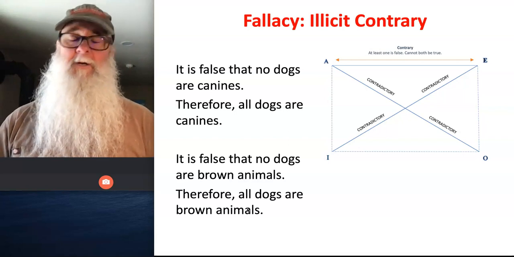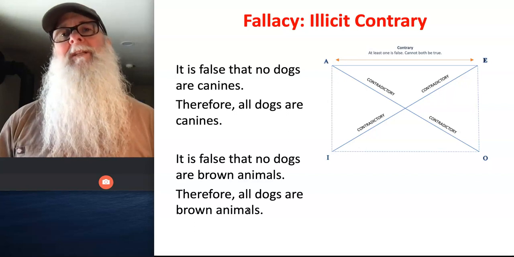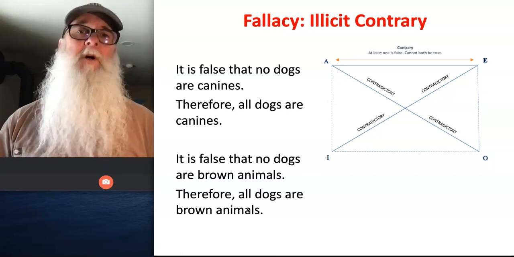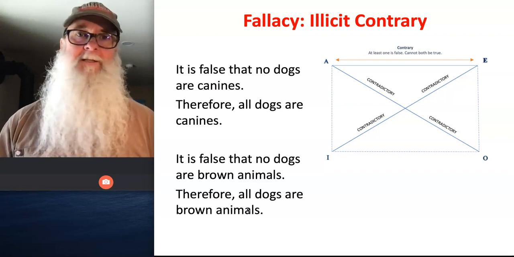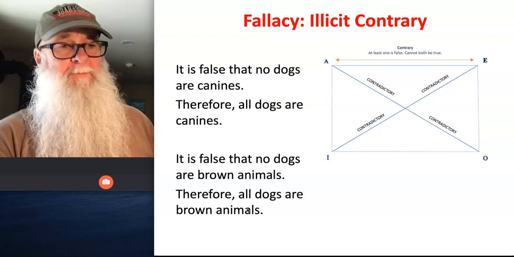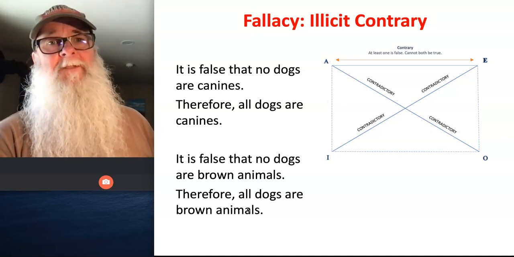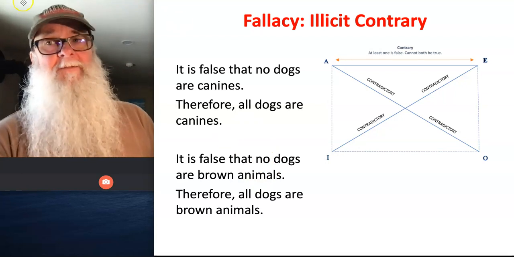Illicit contrary occurs when we claim that because we know a given A or E statement is false, we know that its corresponding statement is true, and it doesn't work that way. We don't know what the truth value of the corresponding statement is when we know one of the A or E statements is false. And when we do that, we've committed the fallacy of illicit contrary.